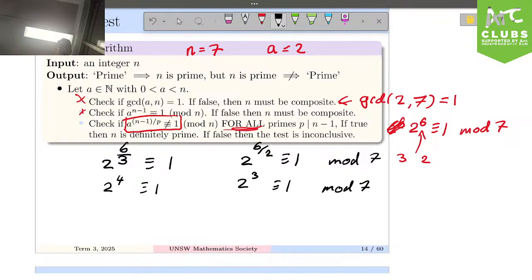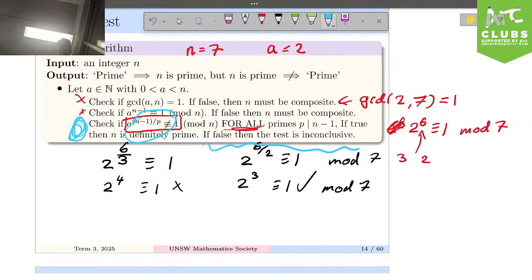So, 2 to the 3, that's equal to 8. So actually this one is true. And this one is 16, which is 2 more than 14. So it's not true. So how do we interpret this? We go back to this dot point and we say, well, it is not true that for all primes, it's not equal to 1. So that means I found a 1 somewhere, and therefore my statement is false. And therefore, my test is inconclusive.